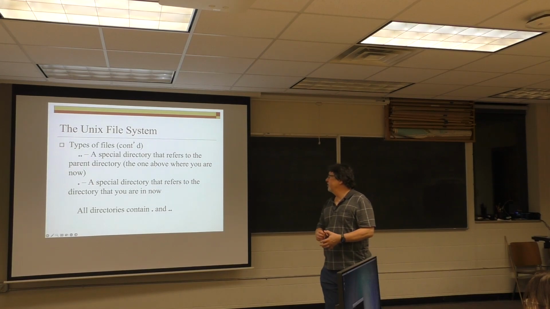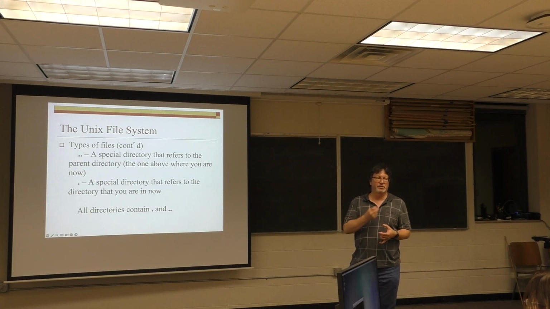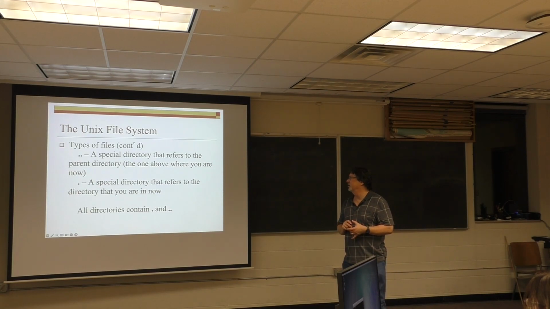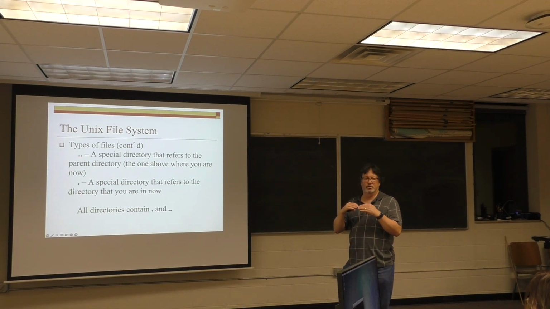Every directory on the Unix file system, including your home directory or any other directories that you make, before you put any files or directories in it, is going to have two special directories already in it. One of them is called .. It's just two periods. And that is a special directory that refers to the parent directory, which is the one above wherever you are in the file system right now.